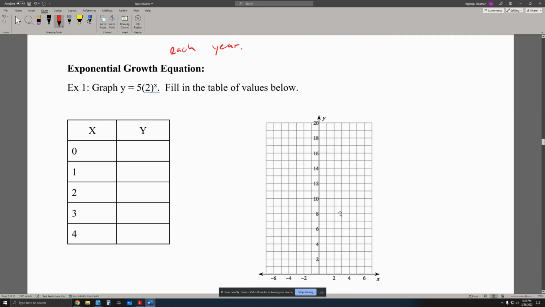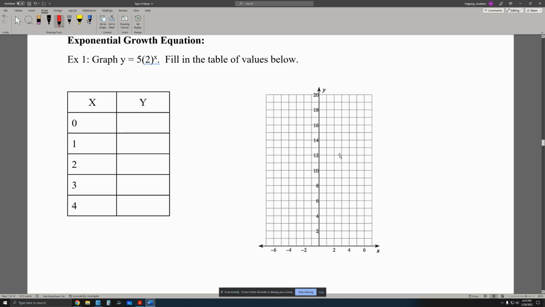Okay, so now I want to just do a quick review of exponential growth. Given the function y equals 5 times 2 to the power x, we're going to fill in the table of values and graph it below. So if I plug in, we'll start with 1. So 5 times 2 to the 1, this would be equal to 5 times 2, or 10.